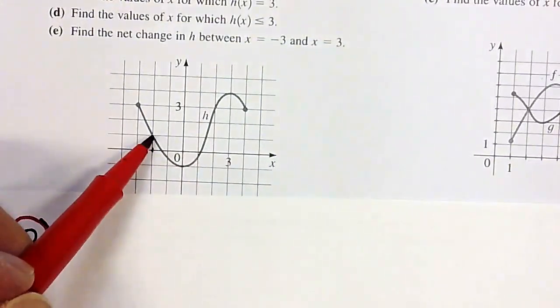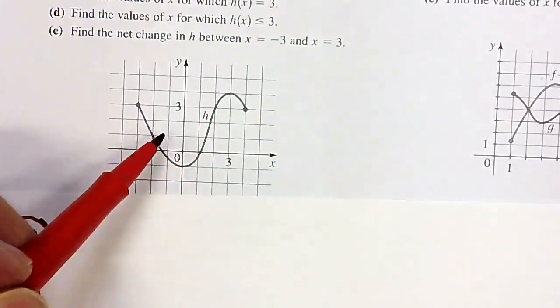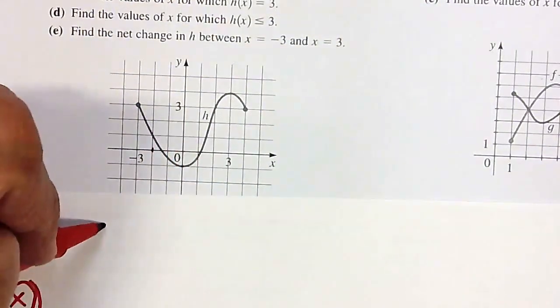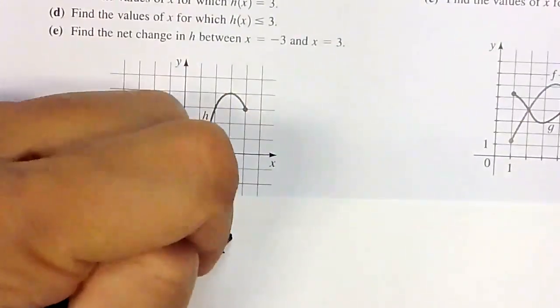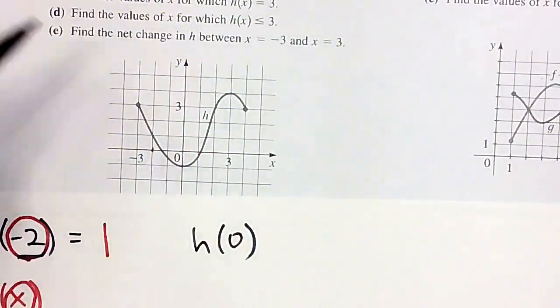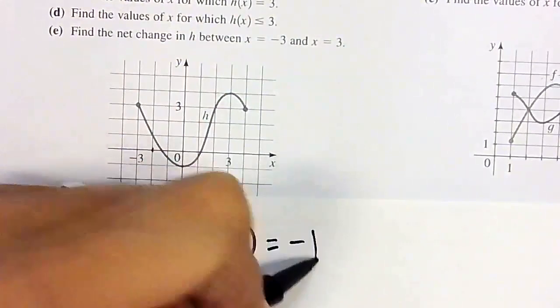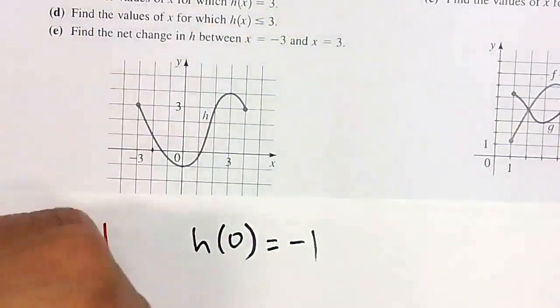So if x is inside my parentheses, and I'm trying to get h of -2, -2 is x. So all we do is go to my x value, -2, right here, and then look at where the graph is. And that graph is 1. So h of negative 2 is 1. Okay? Simple, right? H of 0, look at 0. Where's my graph? That's at negative 1. So that's at negative 1. Okay? That makes sense?